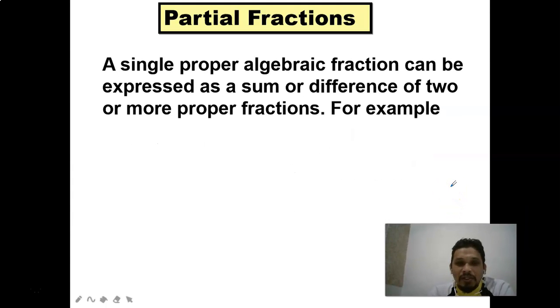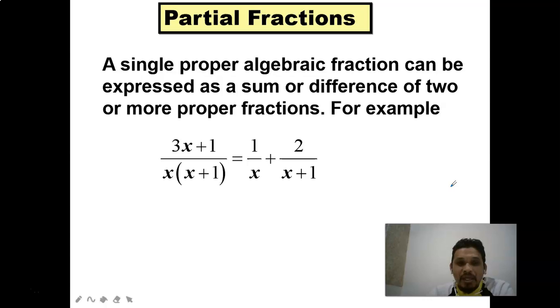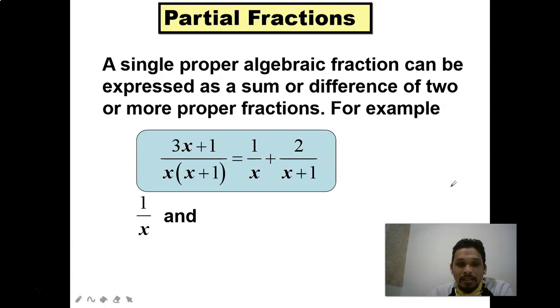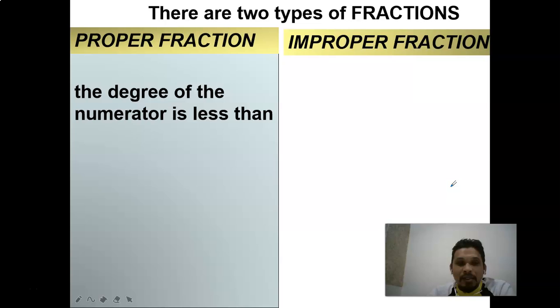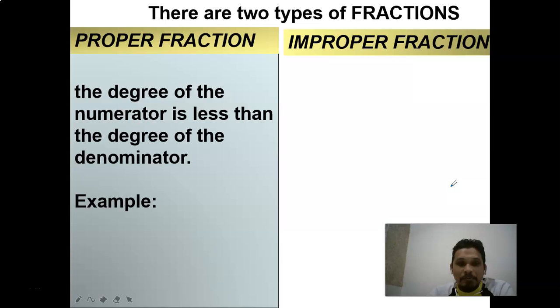So, partial fractions. A single proper algebraic fraction can be expressed as the sum or difference of two or more proper fractions. Example here, these are known as partial fractions of this one. I'm not going to spend much time on this one.